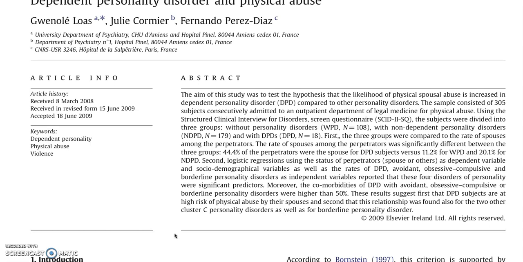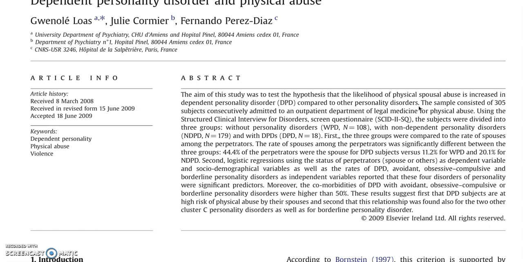So it's important whenever you have a research article that you need to do something with, it's very important that you read the entire abstract. In this abstract, the very first sentence says what the aim of the research is about. It says the aim of this study was to test the hypothesis that the likelihood of physical spousal abuse is increased in dependent personality disorder compared to other personality disorders.